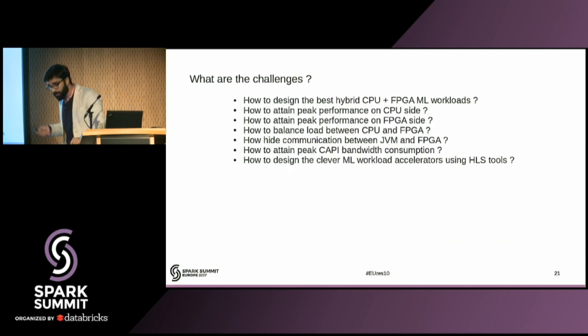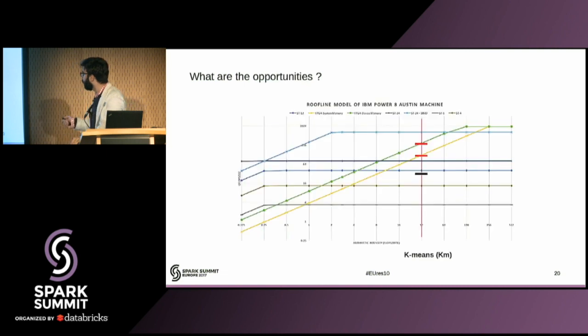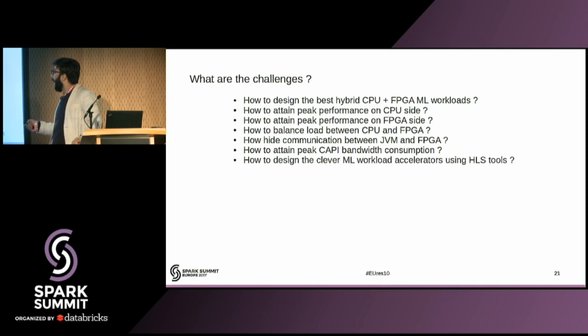But the question is that it's no free lunch, and it's not easy to just attain this. We have to solve certain problems to get there, and these are the challenges that need to be solved: how to design the best hybrid CPU and FPGA machine learning workloads, how to attain the peak performance on the CPU side, how to attain the peak performance on the FPGA side, and how to balance the load between CPU and FPGA. Since Spark's runtime system also has a Java virtual machine, how to hide the communication between the Java virtual machine and the FPGA, and how to design clever machine learning workloads using high-level synthesis tools.